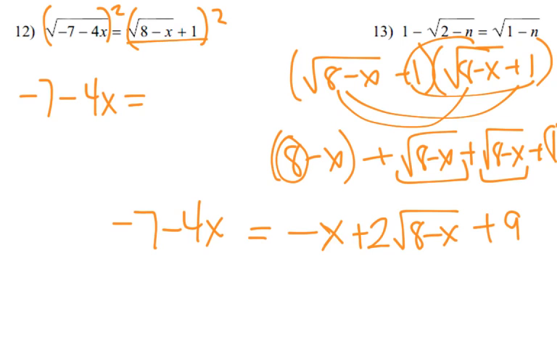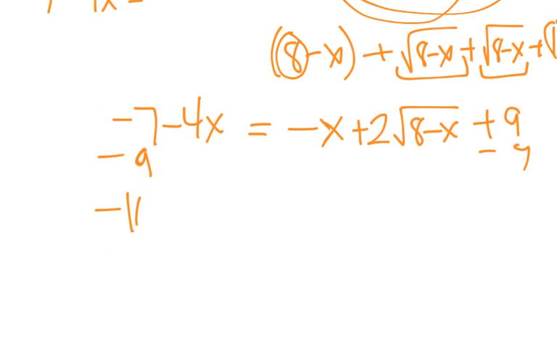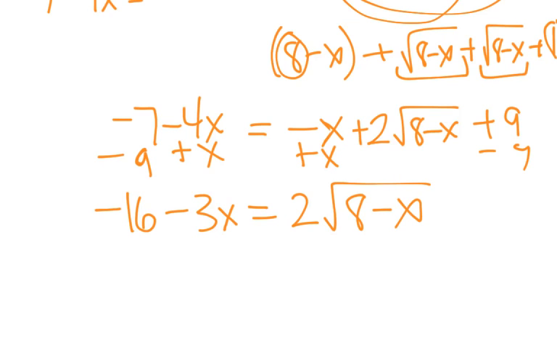So now we try to get this radical by itself. Okay? So subtract 9, which would give us negative 16. Add x, which would give us minus 3x equals 2 root 8 minus x.